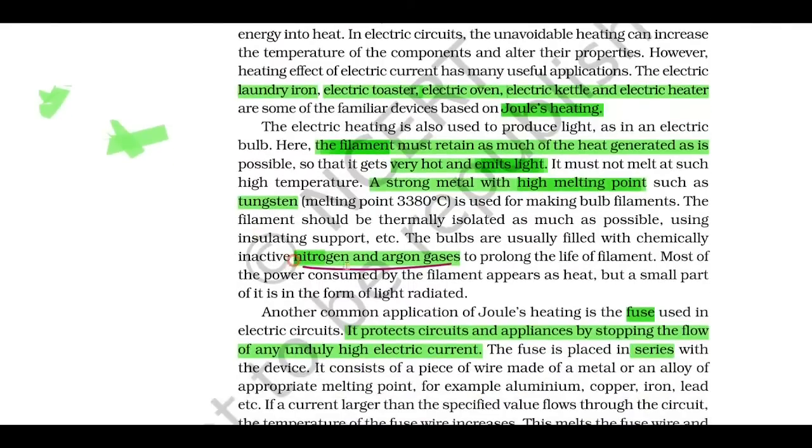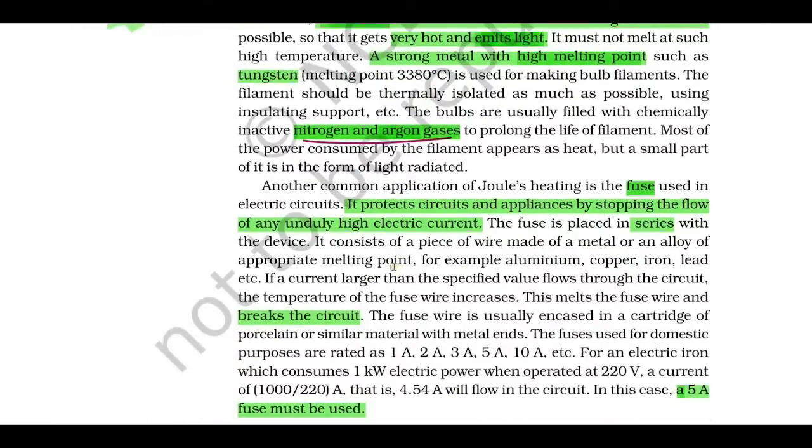And also, which gas is used to fill the bulbs? It is nitrogen and argon gases. One reason is to prolong the life of the filament. In case an application question is asked, like nitrogen and argon gases are used to what? Prolong the life of the filament. Give reason or why: we can say that nitrogen and argon gases are filled because they do not react. Argon is placed in group 18. It is completely filled.